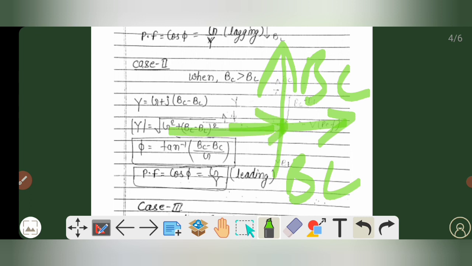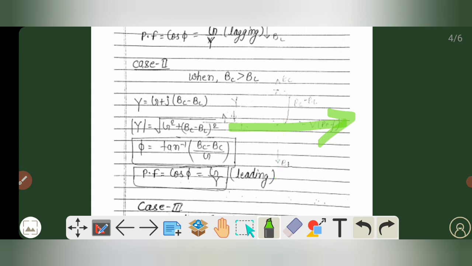And on the same axis, that is on the axis of voltage, there will be the admittance. So in this case, if you want to draw the phasor diagram, then there will be the BC minus BL part, as you can see here in the diagram. This one is our BC minus BL part.